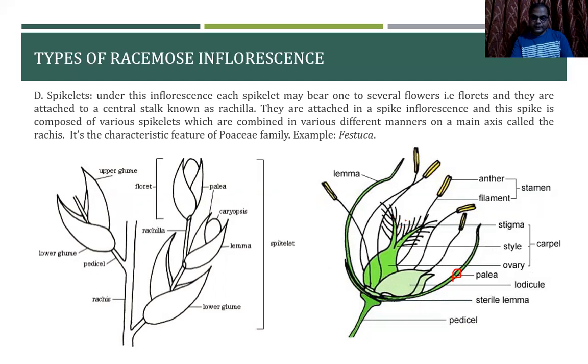And this feathery structure is the important characteristic of the racemose inflorescence. So when we talk about spikelets, it's the characteristic feature of the Poaceae family. They are attached on the spike inflorescence, and this spike is composed of various spikelets, which are combined in different manner on what is called the rachis. So this is one of the inflorescences.